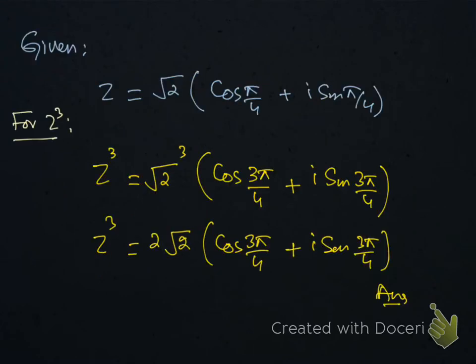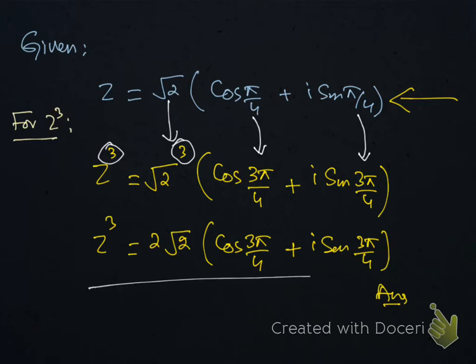Given z is root 2 bracket cos pi by 4 plus i sin pi by 4. Now, for different powers of z, how to solve this? For power 3, this root 2 should have power 3 and this pi by 4 should be multiplied by 3, and this pi by 4 should be multiplied by 3. So this is the simplified form of z cube.